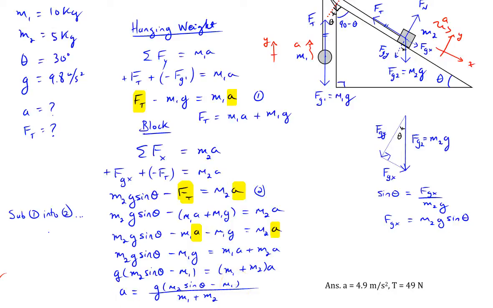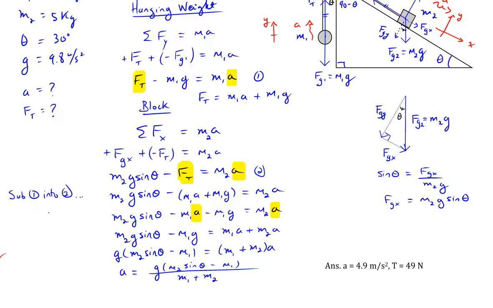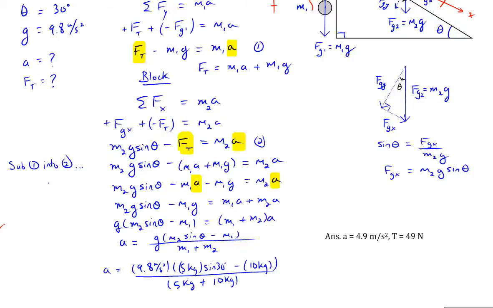And now at this point, you can simply substitute your numbers in. And we get the following expression. And then when you solve this, you get an answer of negative 4.9 meters per second squared. Oh, I got a negative here. So what did that mean?